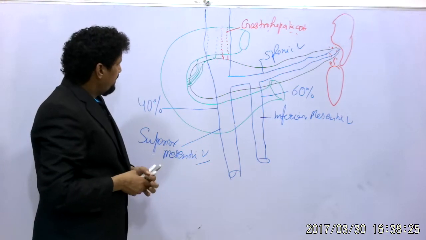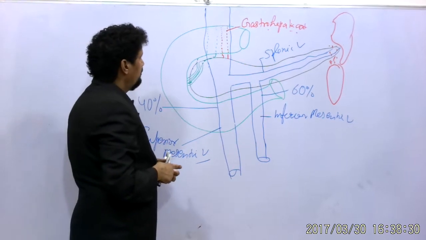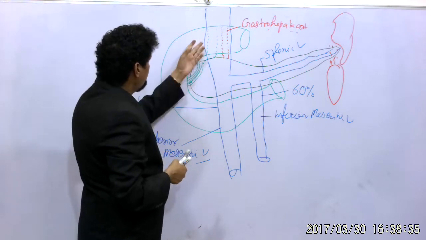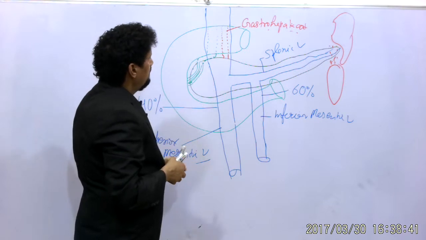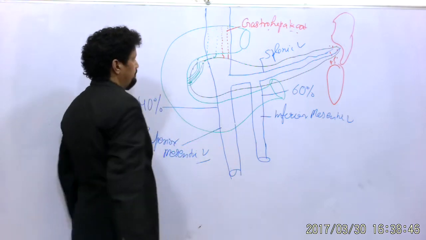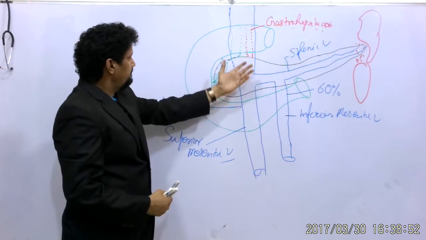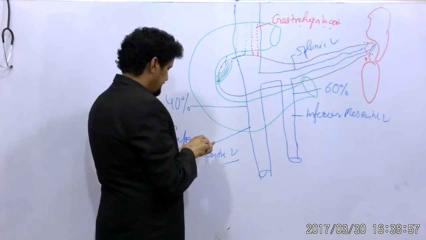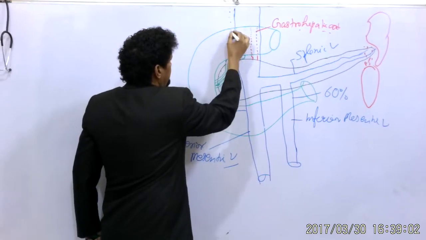So, again relations of the retroduodenal part, it is having the first part of the duodenum, the gastroduodenal artery and the bile duct. The posterior relation is having the inferior vena cava again. This part is occupied by the inferior vena cava posteriorly. These are the anterior relations.